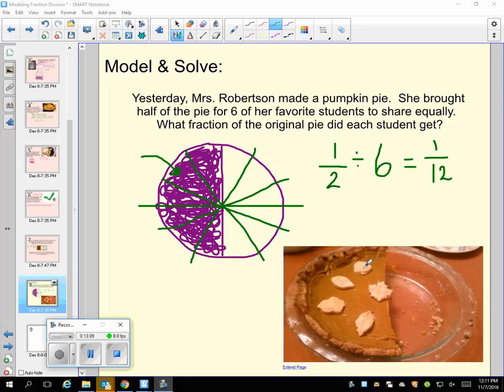Okay, you have a front and back worksheet in your packet that's over modeling division. Take your time, take a look at the pictures. You might have to think about it a little bit, and that's all right.